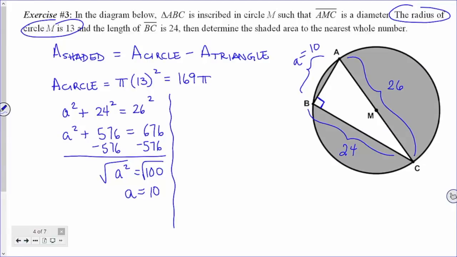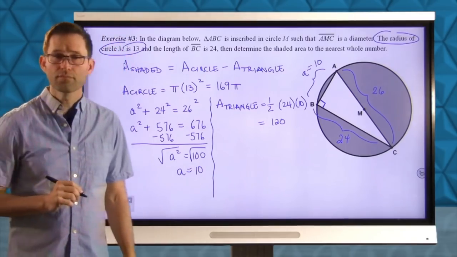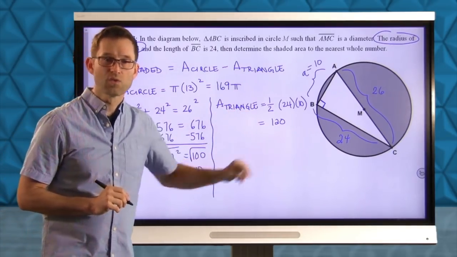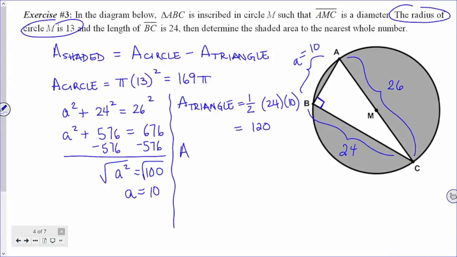Let me carve out a little bit of room right here to do so. The area now of the triangle is going to be 1/2 the base, which we'll use 24 as, times the height. We'll use 10 for that. And that is going to be 120. So I've got the area of the circle, it's 169 times pi. I've got the area of the triangle, it's 120. So the area that's shaded will be 169 pi minus 120.